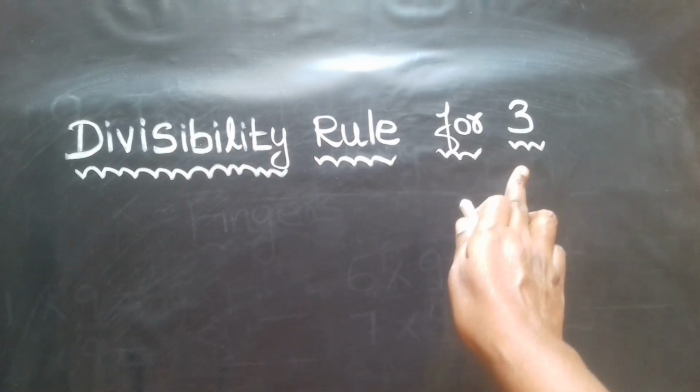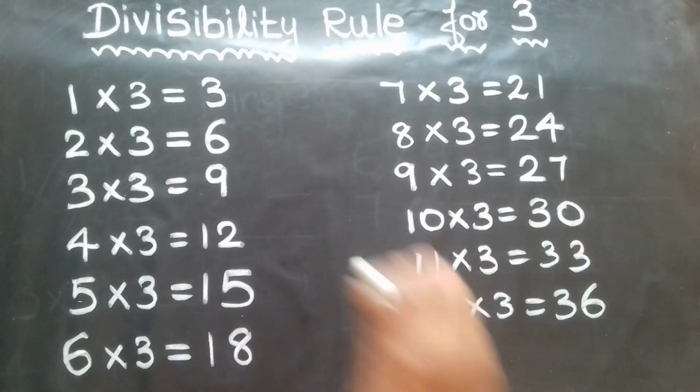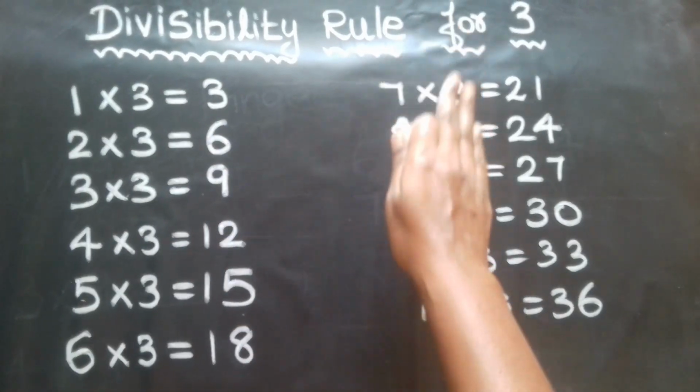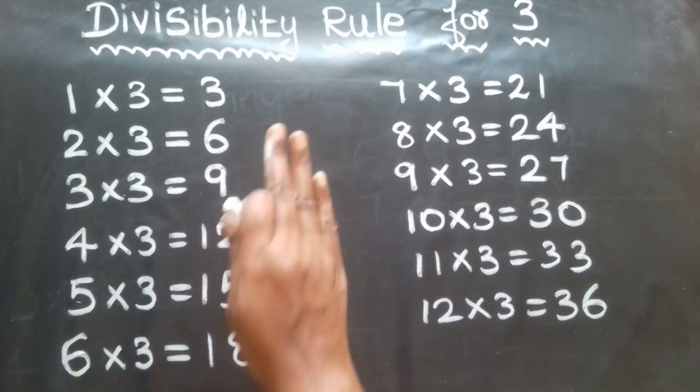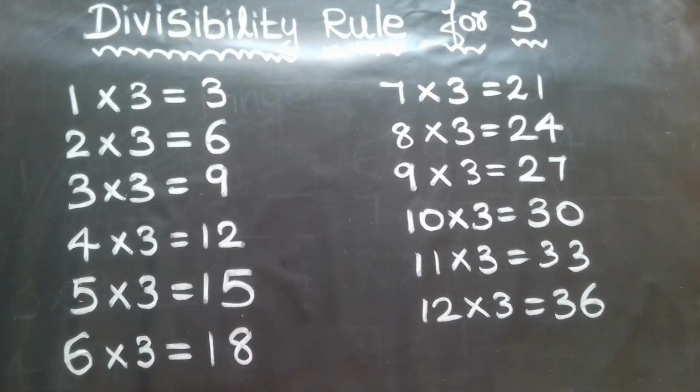Divisibility rule for 3. In order to understand the divisibility rule for 3, let's first understand the multiplication facts of the 3 times table.